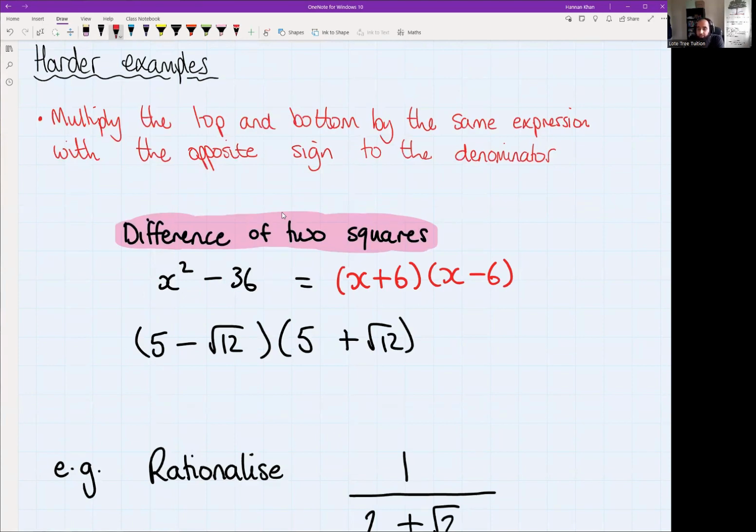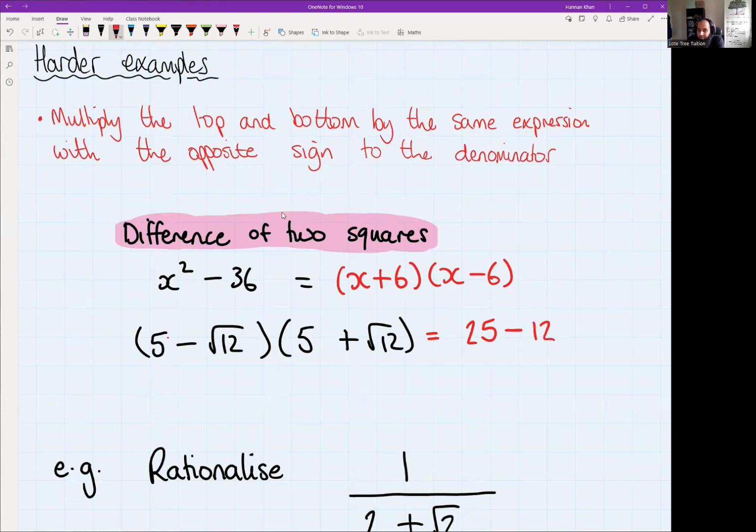Okay, now this is the other way around. So if you have something like this, if we've got 5 minus root 12 and 5 plus root 12, well, actually, if we look at this, we can say, hey, this is definitely the difference of two squares. So what would it be the other way around? Well, that's definitely going to be 25. And then what's root 12 squared? Well, root 12 squared is just 12. And remember, difference of two squares, you have a minus in between, right? So this is going to be 25 minus 12.